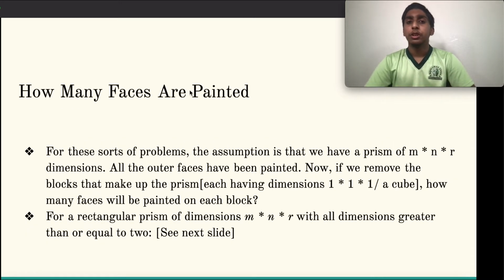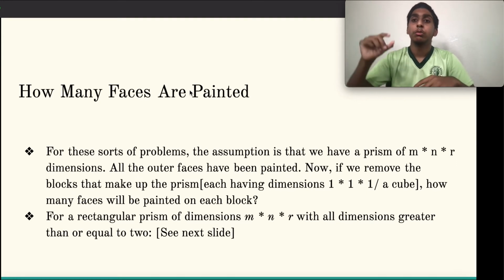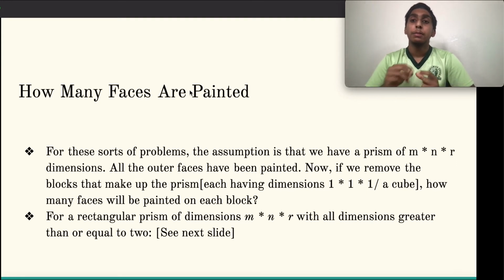Alright, now let's move on to how many faces are painted problems. So these problems are simply going to give you this rectangular prism of dimensions m times n times r. All the outer faces of the prism have been painted. Now if we remove the blocks that make the prism, each one is having the dimensions 1 times 1 times 1, a cube, a small cube basically. If we remove it, they're asking how many faces will be painted. How many of these cubes will have 3 faces painted? How many will have 2 faces painted? And how many will have 1 face painted?